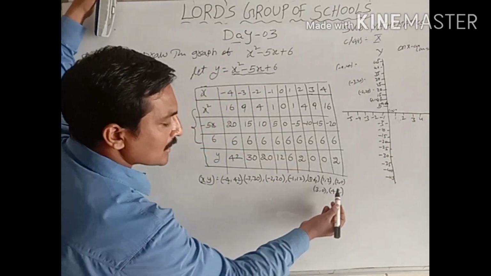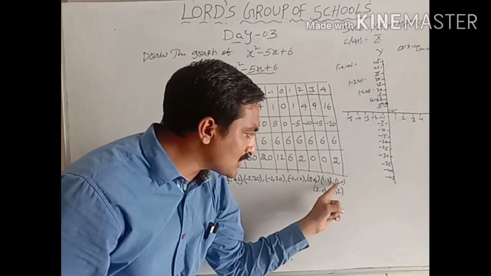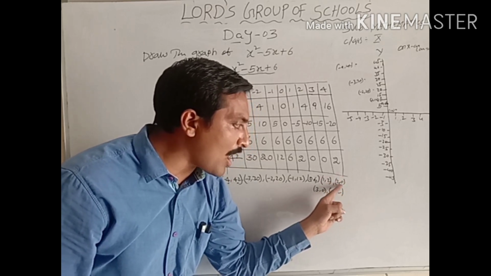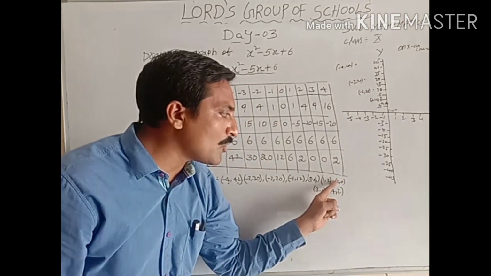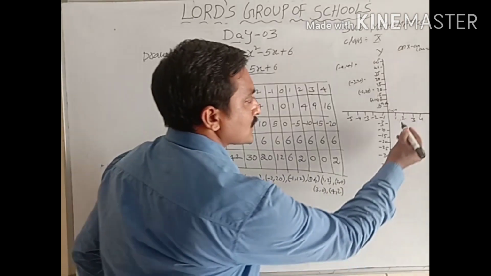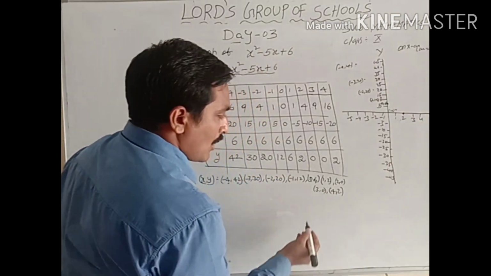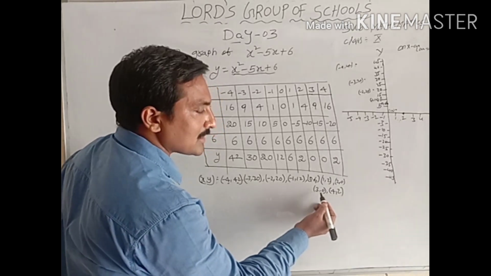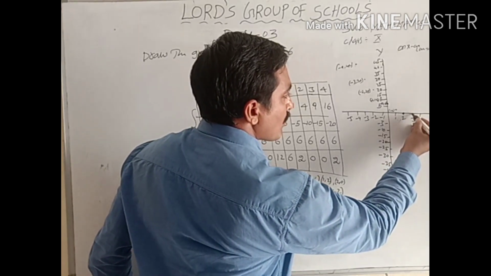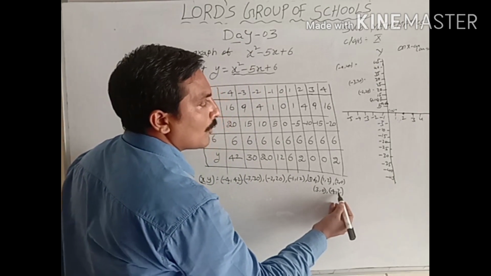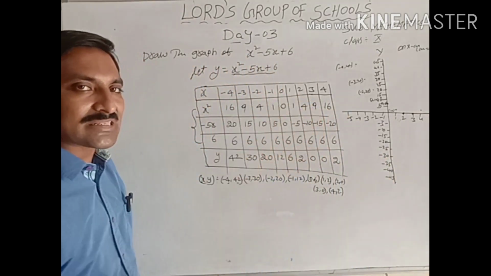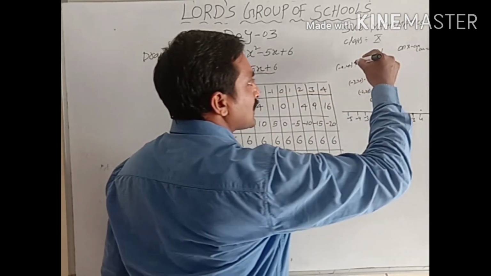Next, 2 comma 0. Here the x value is present, the y value is absent. That time this point is on the x-axis only. 2 comma 0 on the x-axis. 3 comma 0, y value is absent, so this point is also on the x-axis. Then 4 comma 2. Just don't use the scale; by hand you have to draw the points.